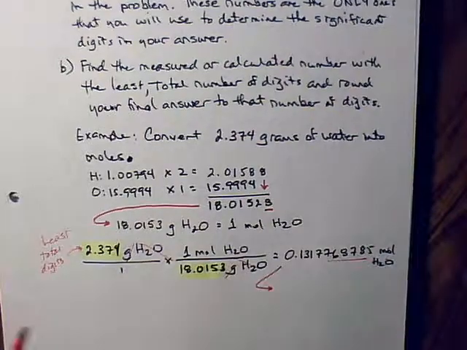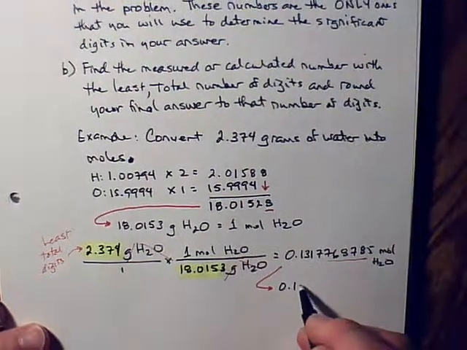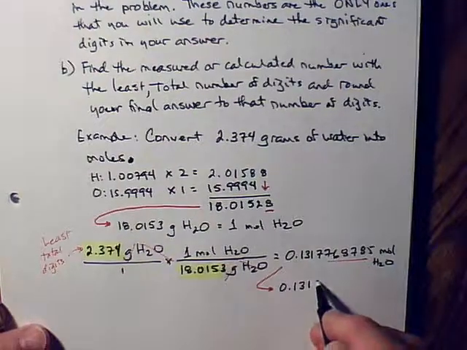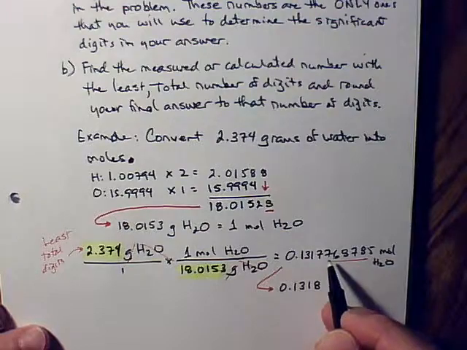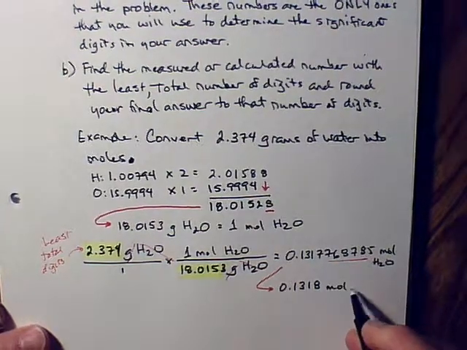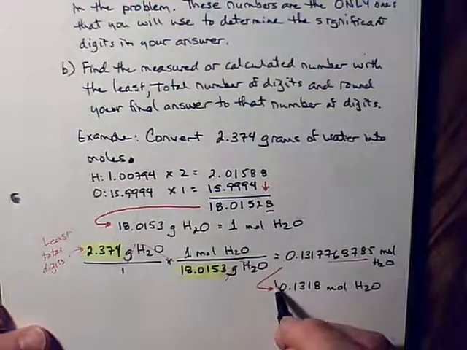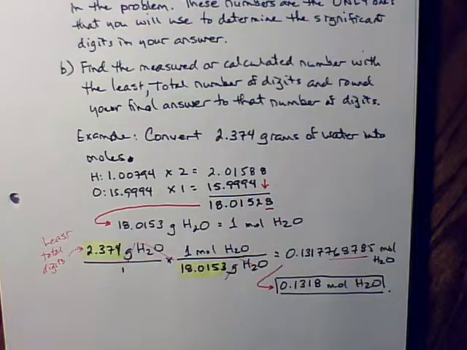Draw an arrow to show that you're rounding off. We're going to round it off to 4 significant digits. 0.1318. This 7 makes this 7 round up to an 8. Anything 5 and above makes the number next to it round up if that's where you're rounding from. Moles H2O. I'm putting a box around it to show that's my final answer.